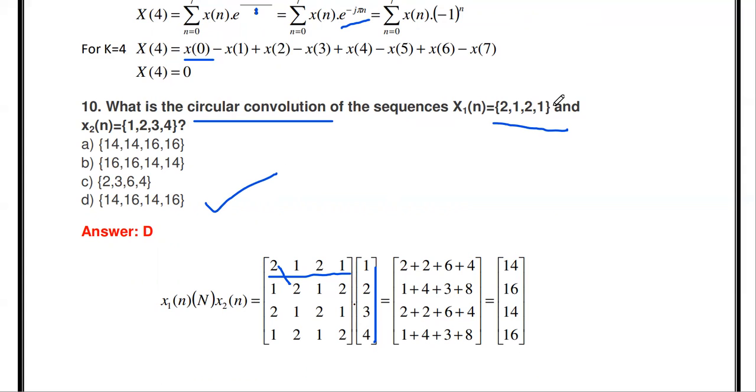The important point to note in circular convolution is that both sequences must have the same length. What is length? The number of samples in the sequence. How many samples are in the first sequence? 4. Here also 4. In the next problem, I will tell you how to manage it if the sequences are different. Both sequences must have the same length. That is an important point.